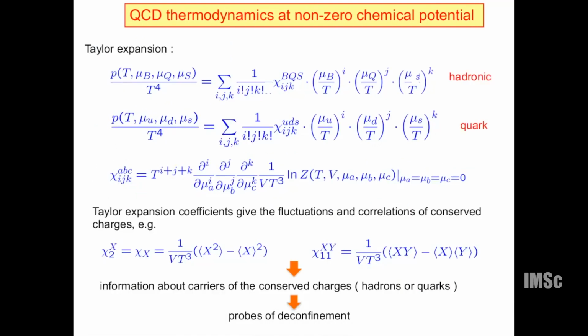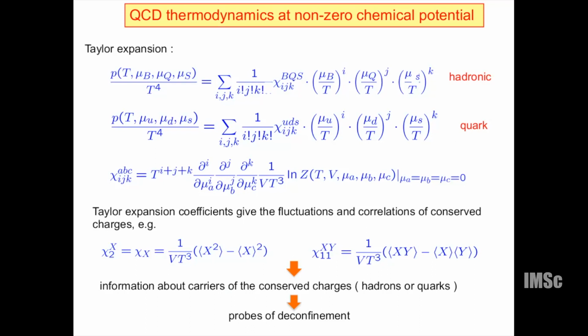Okay, so let me go back. I mentioned that we cannot calculate the pressure at non-zero chemical potential because of the sign problem, but what we could do is write the pressure as a Taylor series in terms of the chemical potential. Of course, if you have three flavors of quarks, up, down and strange, then there will be three chemical potentials, or you could also write it in terms of another set of chemical potentials: baryon number, electric charge and strangeness. These two ways of writing the pressure are equivalent, so you could trade these three chemical potentials, baryon number, electric charge and strangeness, with respect to the up, down and strange quark chemical potentials. And these Taylor expansion coefficients, you could get from the Euclidean partition function at zero chemical potential.